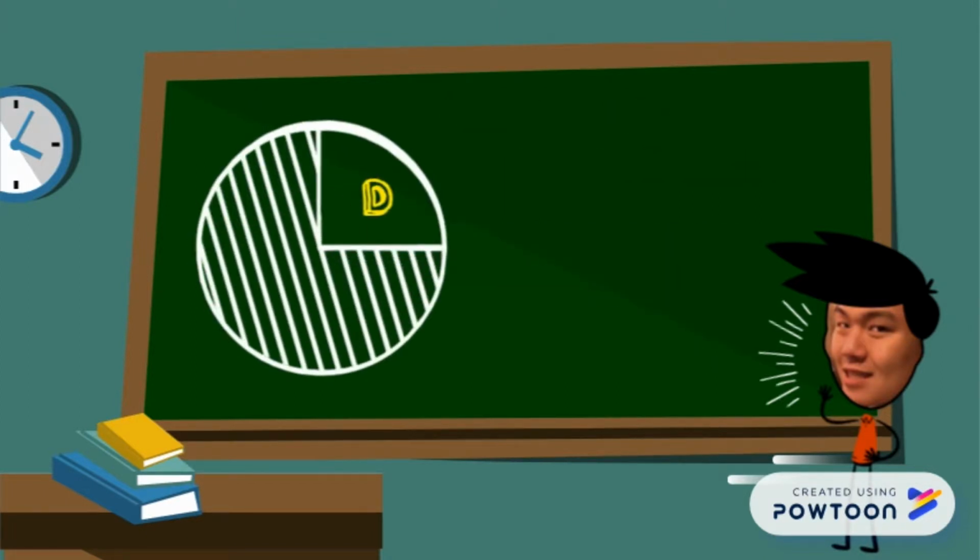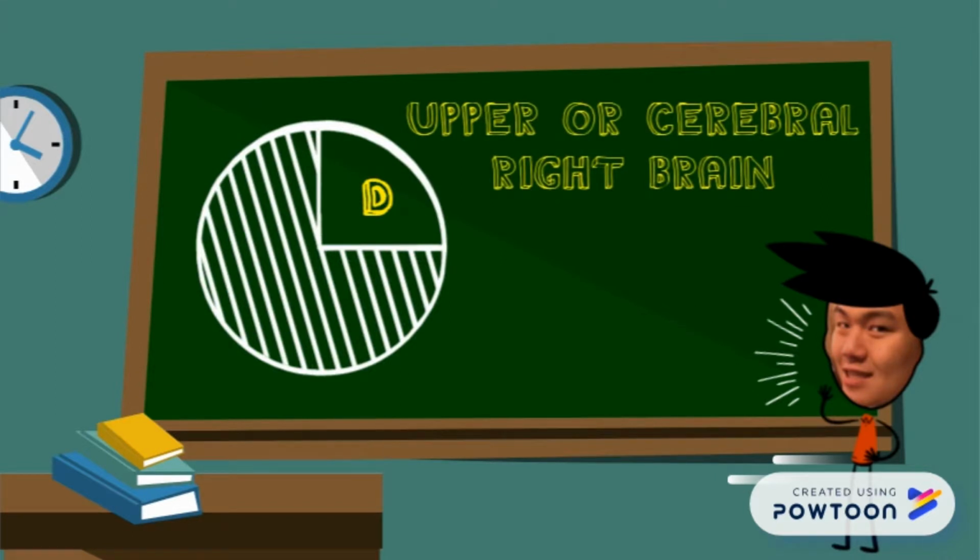Quadrant D, also known as the upper or cerebral right brain, is concerned with the experimental side of the person. This includes being holistic, intuitive, integrating, and synthesizing.